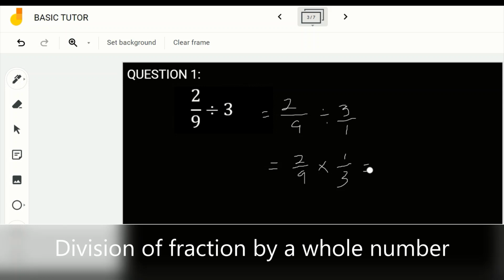So therefore we can either choose to cancel out, otherwise we just multiply across. So 2 times 1 is 2 over 9 times 3 is 27. So that is our final answer. This is a proper fraction. We can always leave our answer as a proper fraction, but we cannot leave our answers as improper fractions.